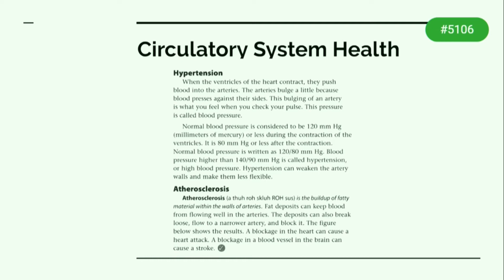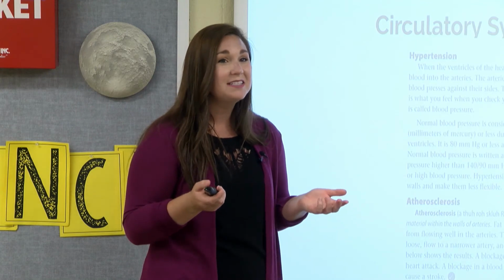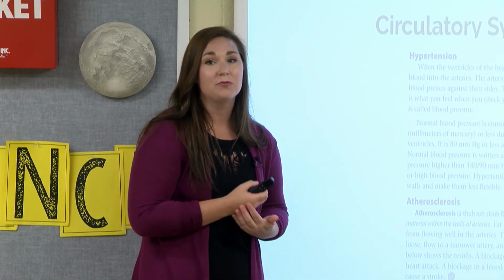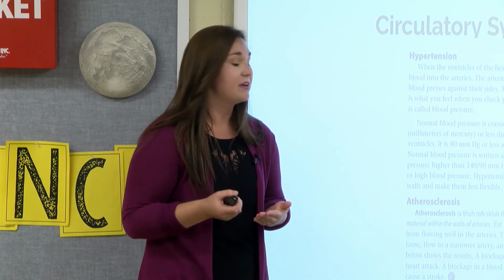So normal blood pressure is 120/80 or in that range. Blood pressure higher than 140/90 is considered hypertension, or high blood pressure. This can weaken the artery walls, which, remember, need to be thick because they have high pressure going through them. It makes them less flexible, which makes it hard for the blood to get through.